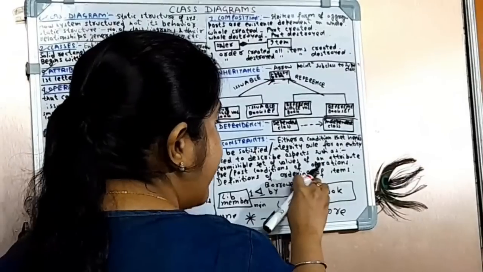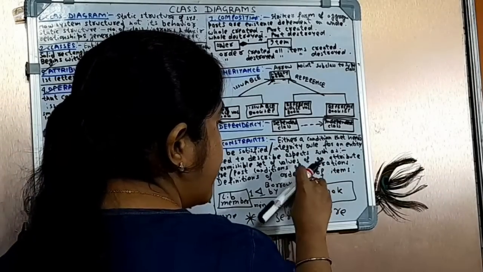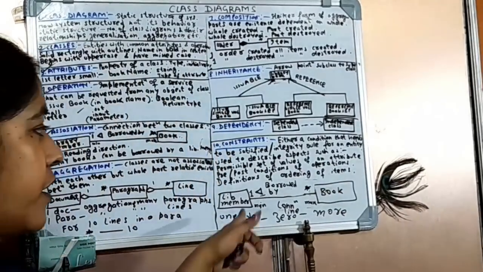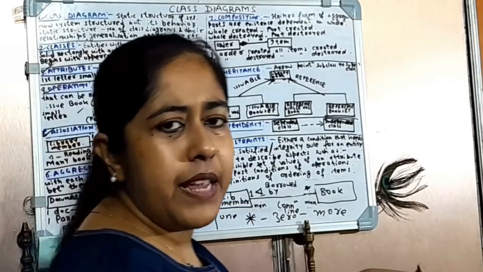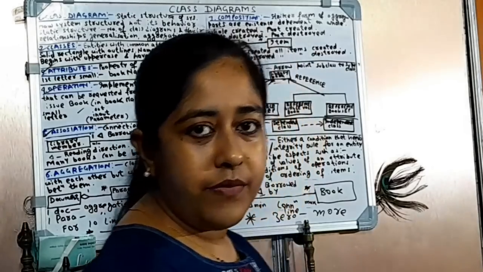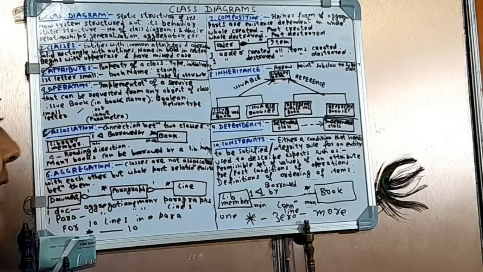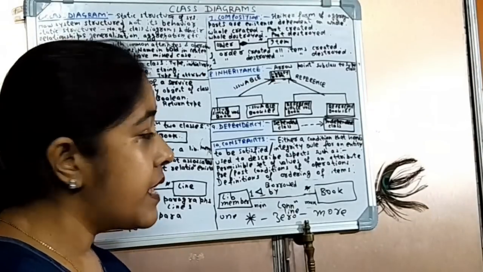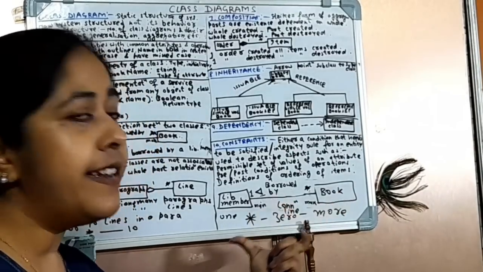But here we are writing an asterisk, since I cannot give the exact number of books, so I am just giving an asterisk sign, which shows that any number of books can be borrowed by a particular library member. So many books can be borrowed by a particular library member. This is the meaning of this whole line.